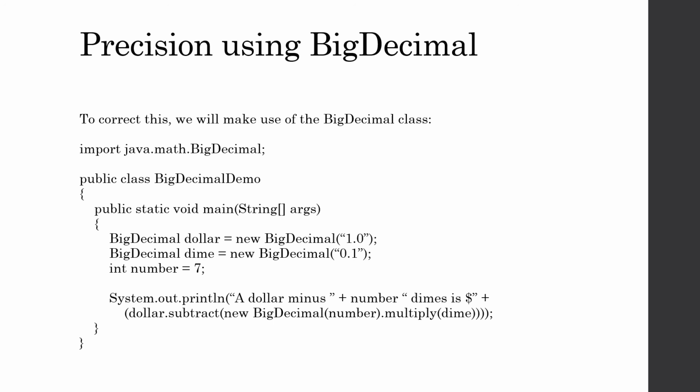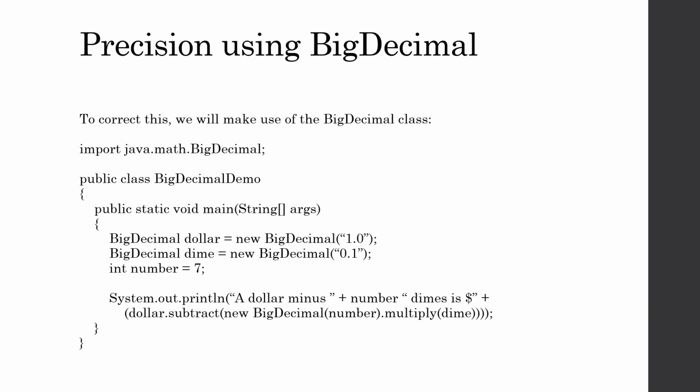In this case, we see our dollar, we're going to do new BigDecimal, and we're going to say the string 1.0. For BigDecimal dime, it's going to be another new BigDecimal, and we're saying string 0.1. Then in our print line statement, we're doing a dollar minus. We still have that concatenation with our number. Then we say, a dollar minus 7 dimes is, and then a dollar sign. And then we're going to replace the simple math operations we were doing before with all of these different method calls to some methods of our BigDecimal class.